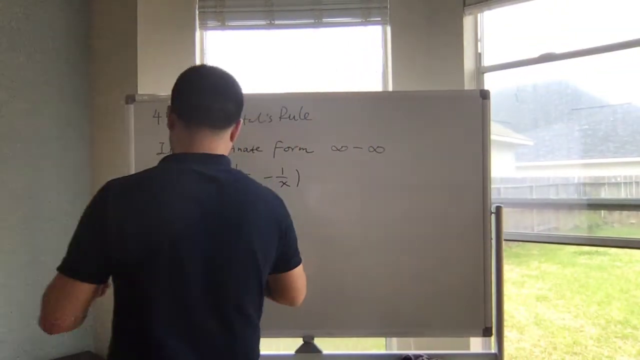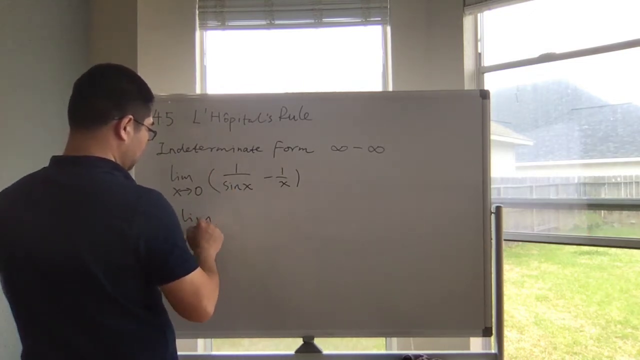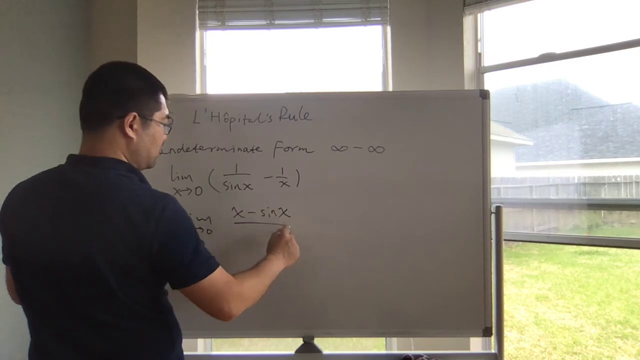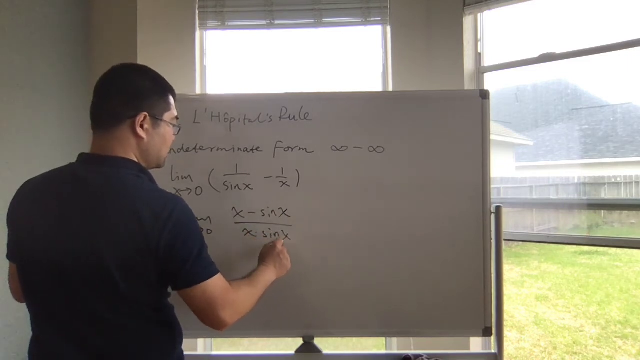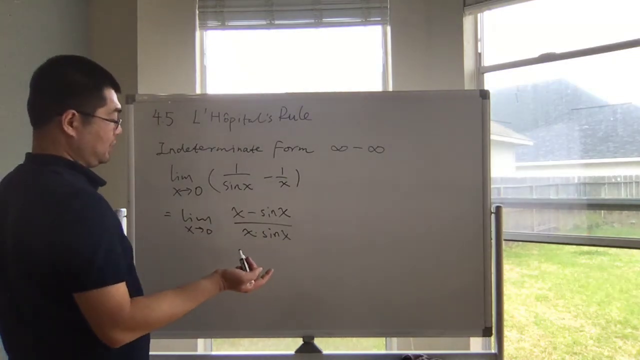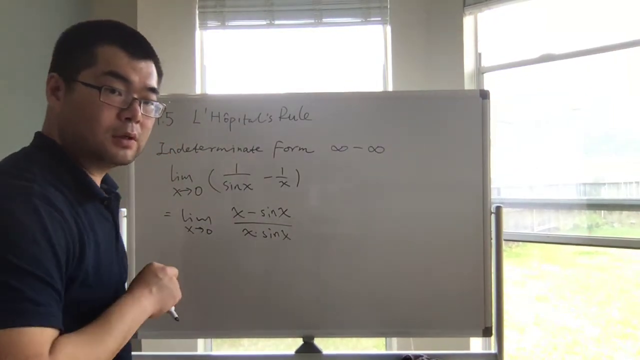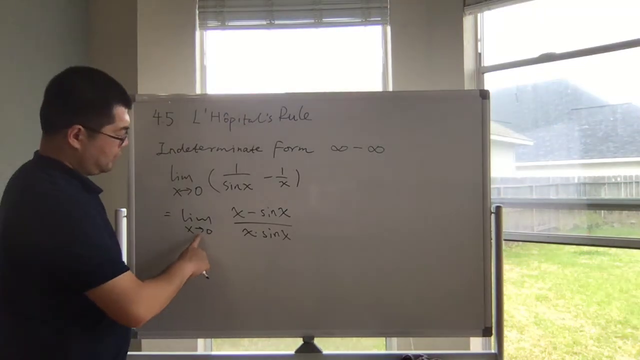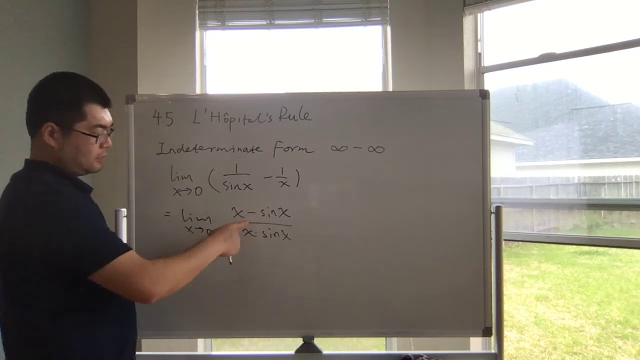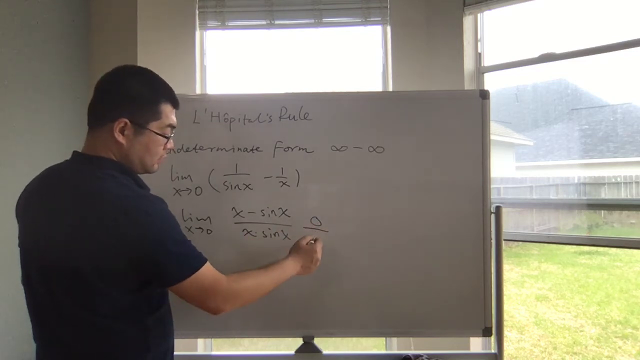Okay. And try to figure out the least common denominator, which is x times sine of x. So we're going to have x minus sine of x over x times sine of x. Right? But right now, look at what happened, guys. Just one step here. And you see, if I look at the structure, substitute x with 0 into this, I'm going to have 0 minus 0, which is 0, over 0 times 0, 0.